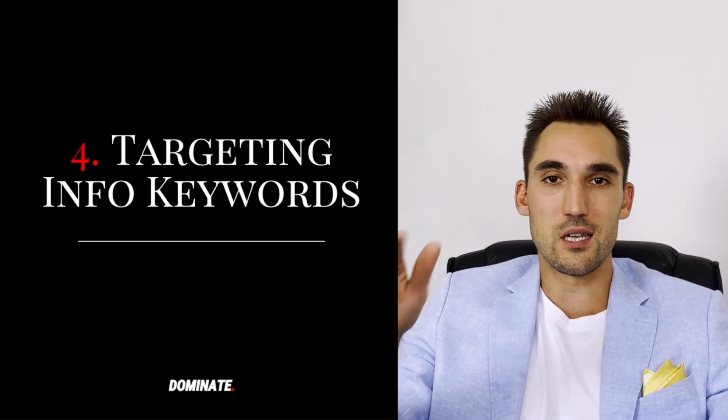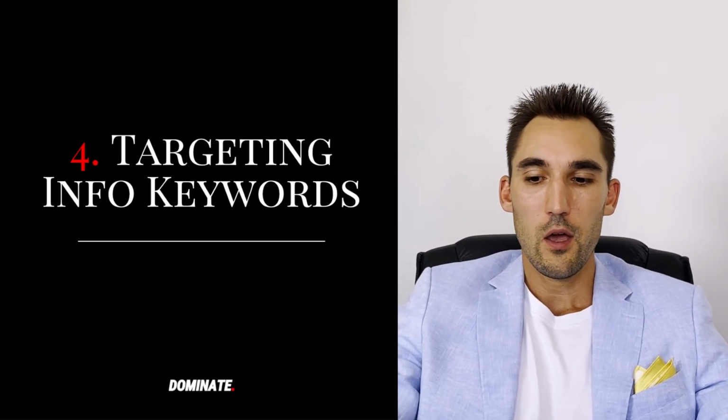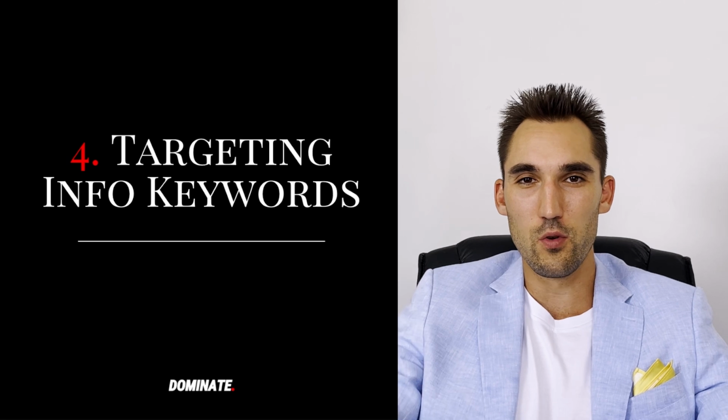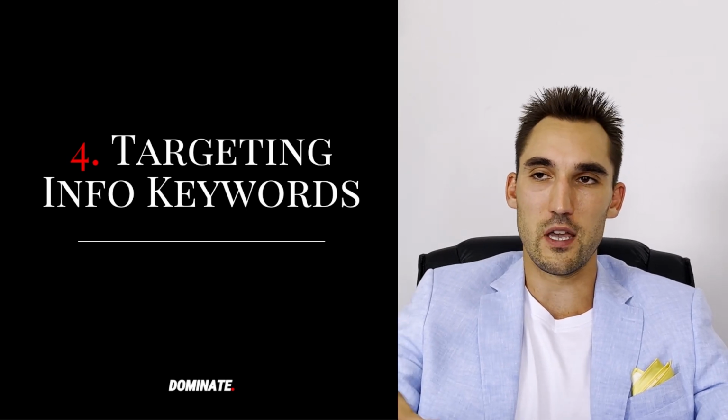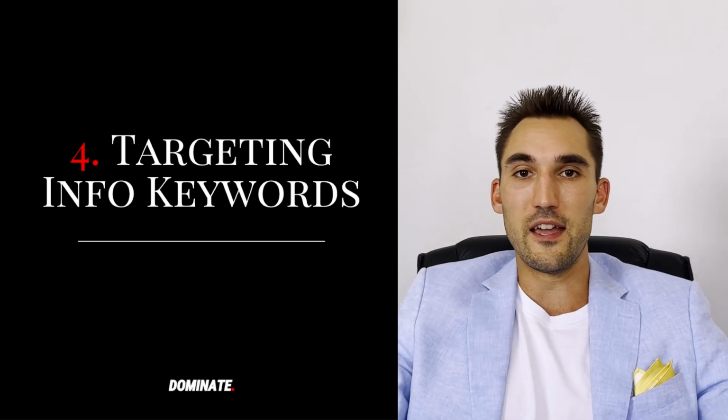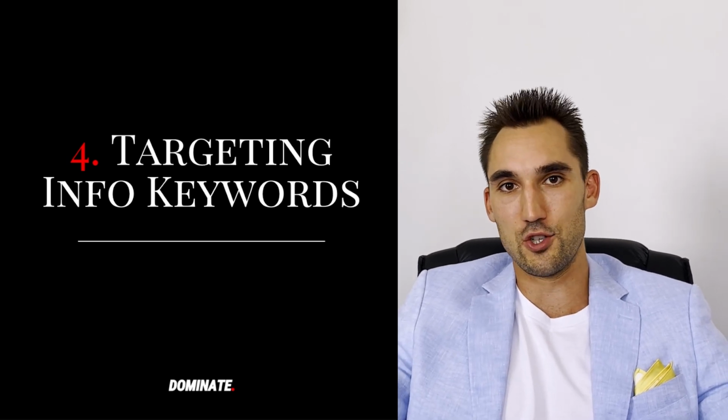Now, number 4 is targeting informational keywords. So one thing you generally don't want to do, unless you have a very specific strategy with Google Ads, is target informational keywords. Informational keywords are things like, do I need a criminal defense attorney to defend myself against a charge, for example? People search things like that all the time. Do I need a lawyer for a divorce? All these kinds of things.